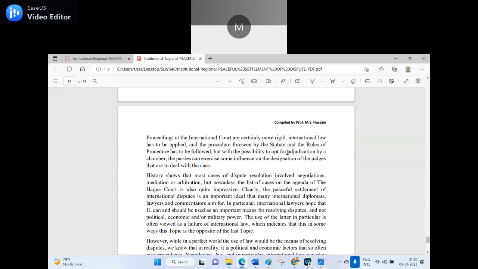So procedure has to be followed when it is adjudication by the judicial bodies. But when your matter comes to arbitration or to the dispute resolution system, then the parties agree to that, the court will endorse it, and it becomes binding.